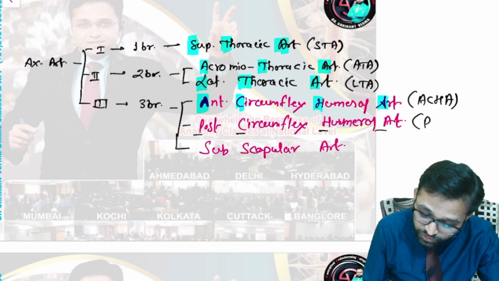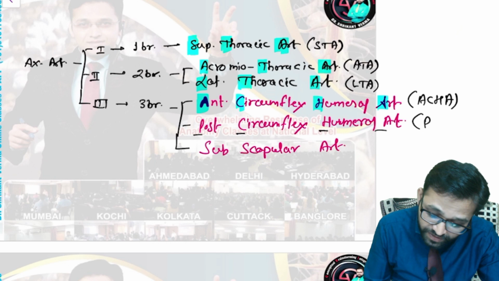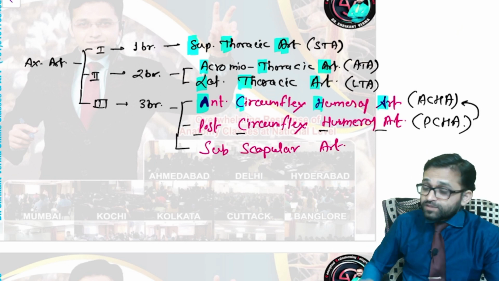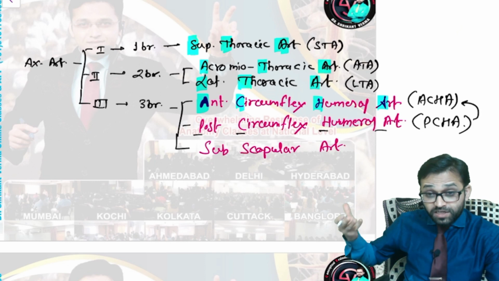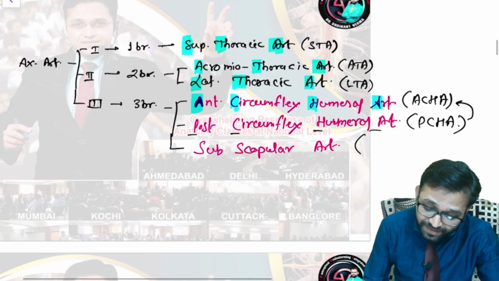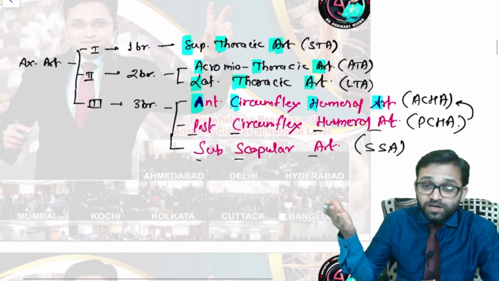PCHA, yes, what you can say, PCHA, because it is the brother of the ACHA. That's why, ACHA and PCHA, in a funny way. And this is our SSA, subscapular artery. SSA, ACHA, PCHA, SSA.